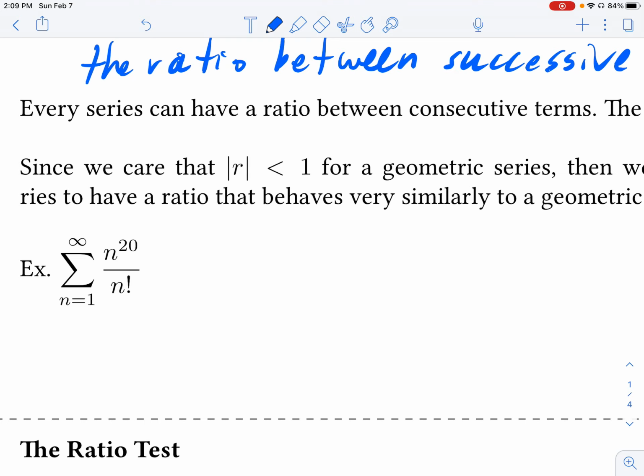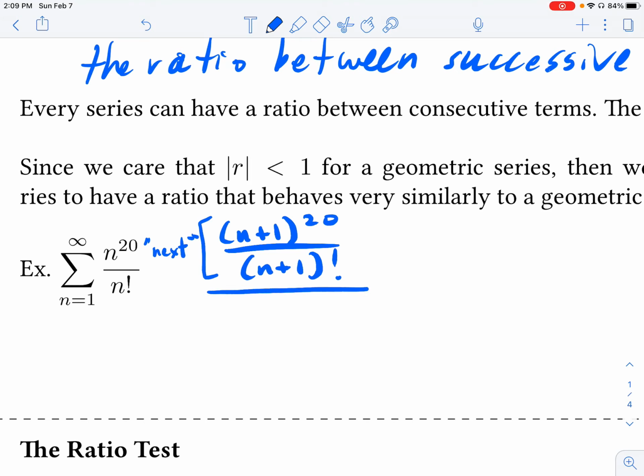So since we're talking about the ratio, let's look at the ratio between the next term and the current term, and let's write that algebraically. If we're looking at the next term, we're looking at the n plus 1 order term. So I'm going to write this ratio as n plus 1 to the 20th power over n plus 1 factorial. This is our quote unquote next term. And we're going to divide this by our current term, which is n to the 20th over n factorial.